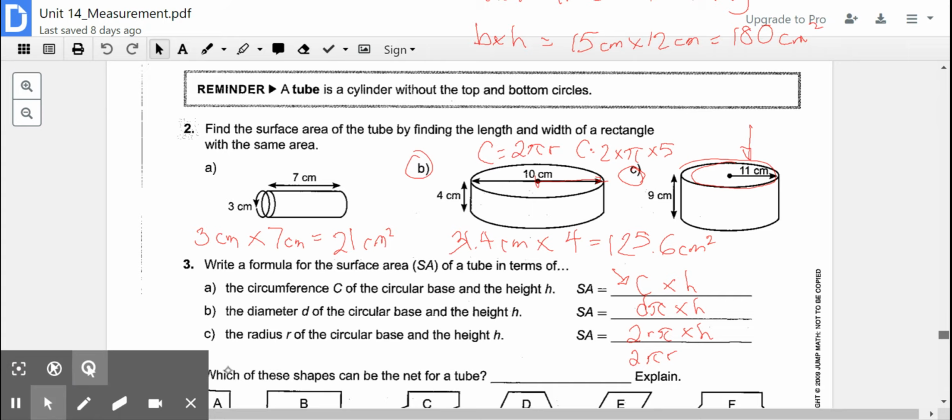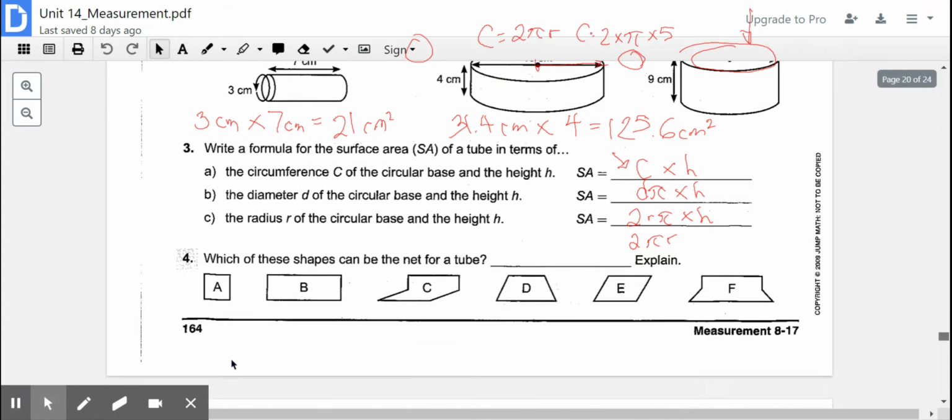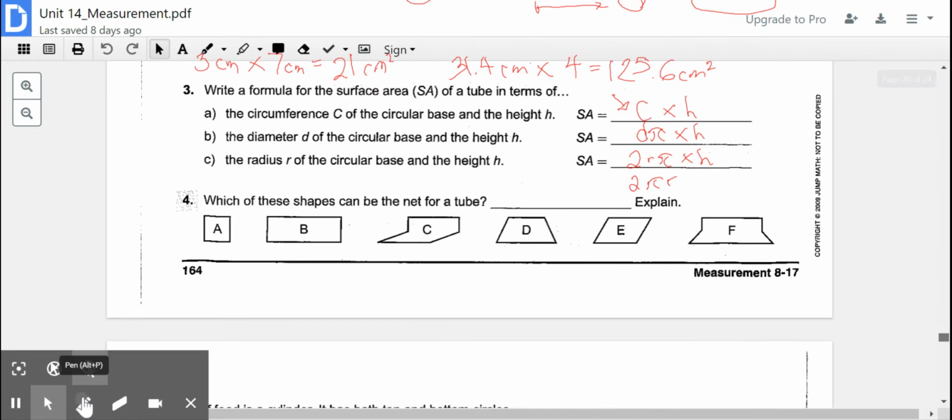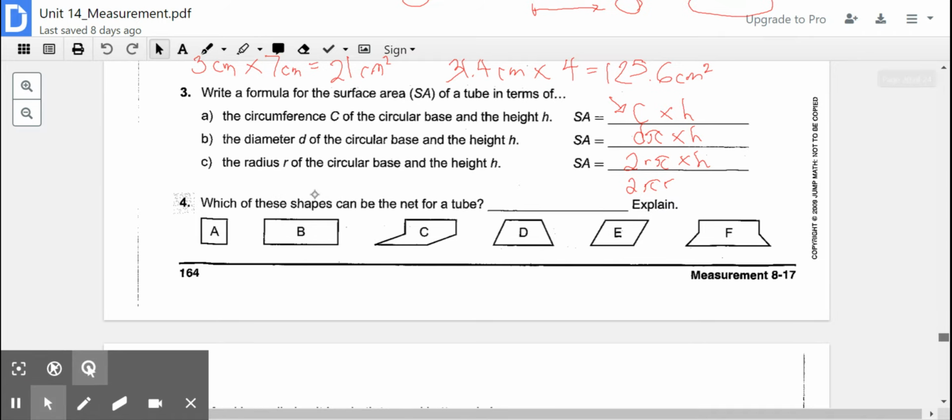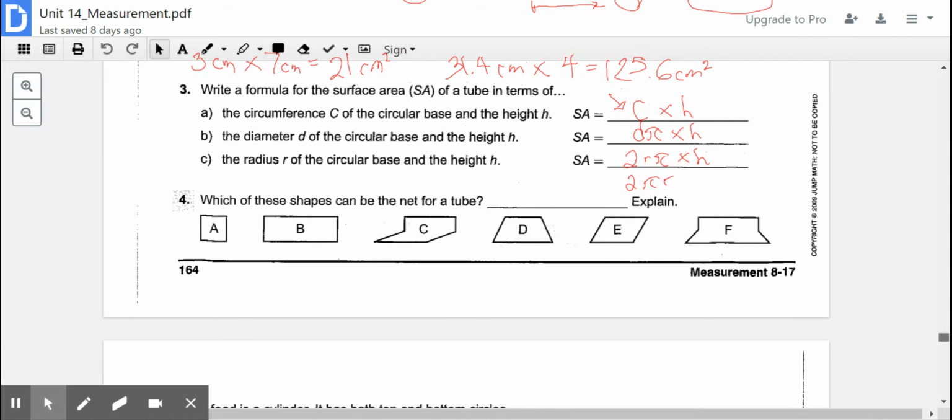Let's take a look at number 4. So I'm going to scroll down just a little bit here. Which of these shapes, right here, can be a net for a tube? Okay, so which ones could be rolled into a tube? Well, taking a look at this one here, this is a square. We could roll that into a tube. This is a rectangle. We could roll that into a tube. Of the other ones, the only other one that could roll into a tube is this one. Why could E roll into a tube as well?